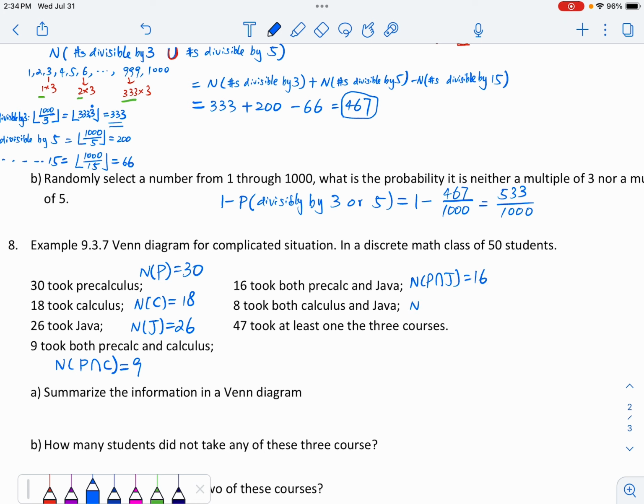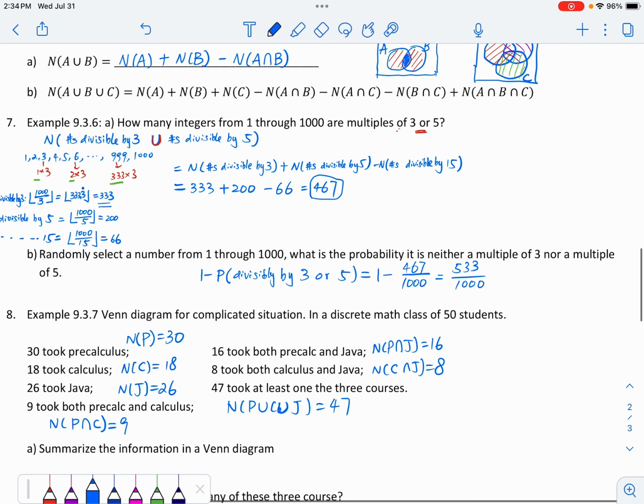And 8 took calc and Java, so calc and Java, that's 8. Lastly, 47 took at least one, that means either pre-calc or calc or Java, or two or more, or three of them. So that's a union. So that's the union of P, C, J, right? That's 47.